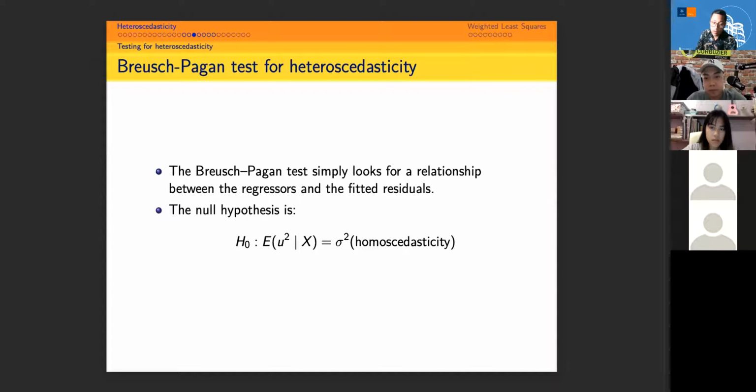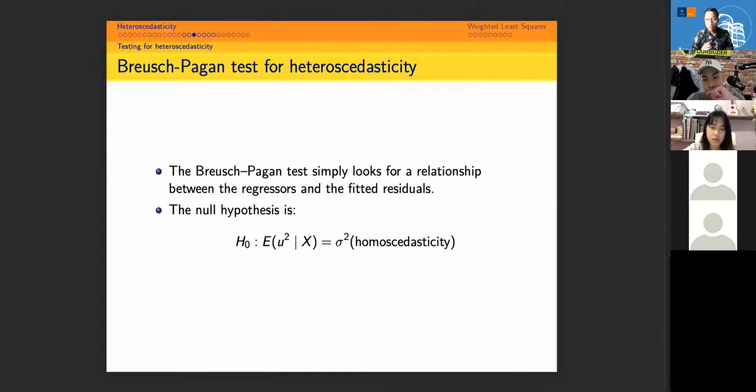So the null hypothesis is that the expected variance conditional on different values of x is going to be a constant. And what's the alternative hypothesis? The alternative hypothesis is that the expected variance conditional on x is not a constant. It could be an increasing function of x. It could be a decreasing function of x. In general, it's not constant. So that's the alternative hypothesis.